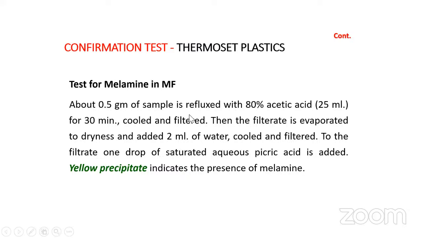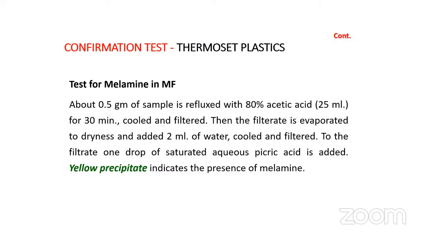So we'll continue with our confirmation test part. As of now, we have seen thermoplastic materials, or you can say chlorine-containing polymers, as mentioned in the last slide. Now we'll move toward how we can identify thermoset plastics or thermoset polymers using the confirmation test. We will take two examples over here.